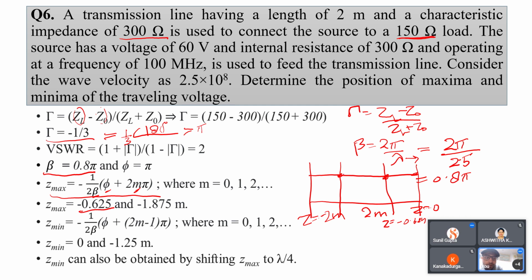So you have to put the value of m here as 1. Then you will get the value of z max as minus 1.875 meter. So this shows that two maxima will occur in this transmission line having length of 2 meter.